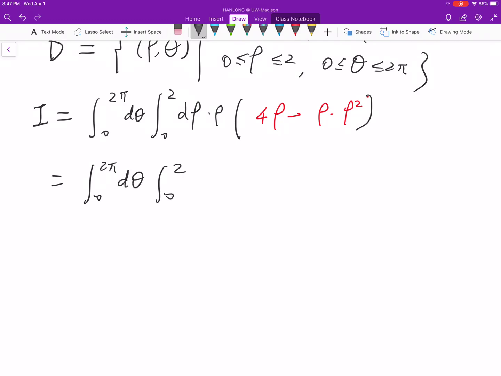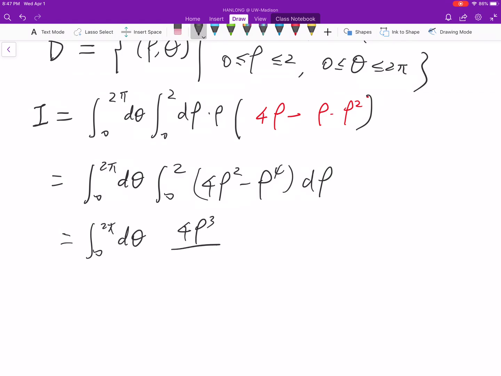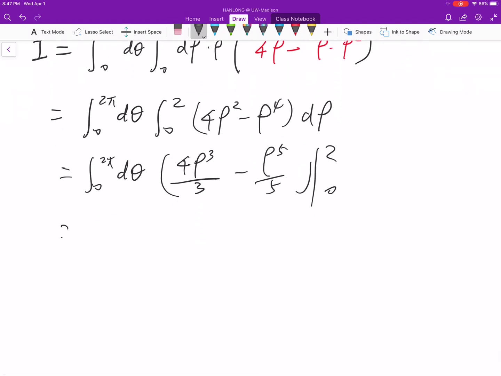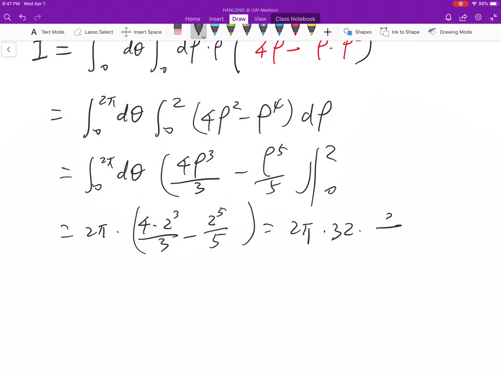And now we can simplify it. Inside, 4 rho squared minus rho to the 4th d rho, and then you have 0 to 2 pi d theta, and 4 rho cubed over 3 minus rho to the fifth over 5 from 0 to 2, and then you have 2 pi times 4 times 2 cubed over 3 minus 2 to the fifth over 5. So it's 2 pi times 32 times 2 over 15. So 128 pi over 15.